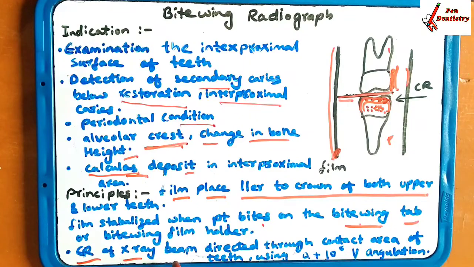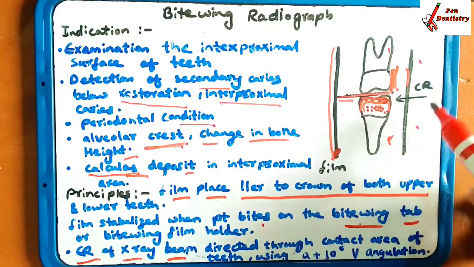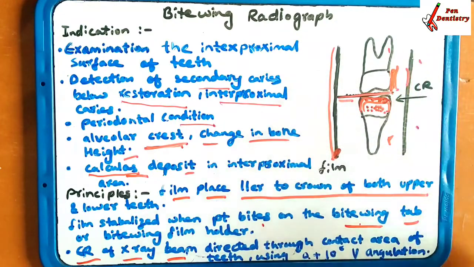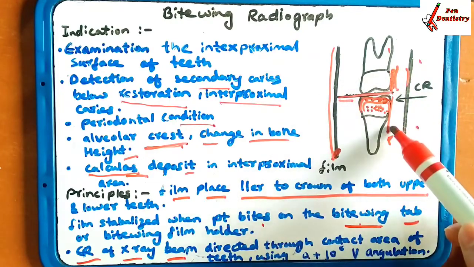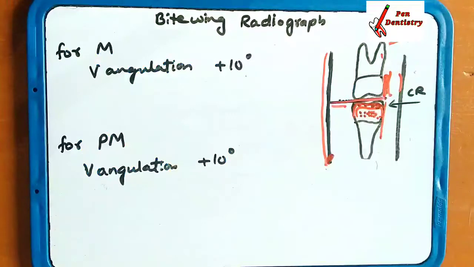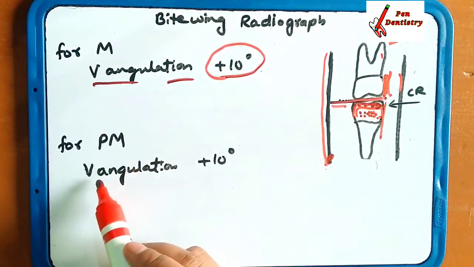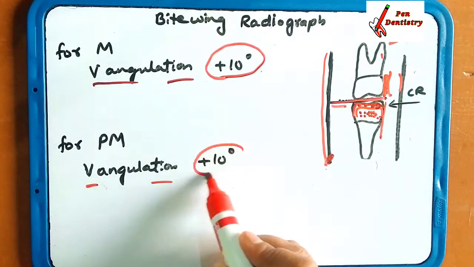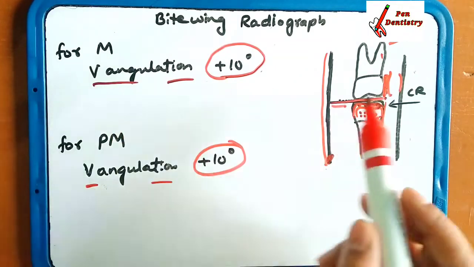The central ray of the X-ray beam is directed through the contact area of the teeth. These are the central rays, directed towards the contact area of the teeth using a plus 10 degree vertical angulation. For radiographs of molars, the vertical angulation is plus 10 degrees, and for premolars also the vertical angulation is plus 10 degrees.